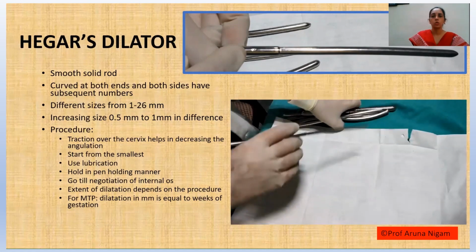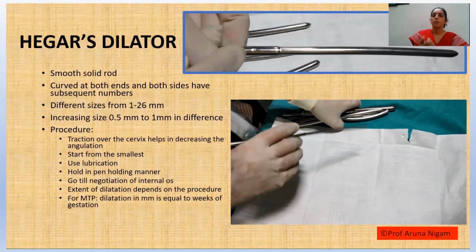Whenever we are going to do a dilatation, the first step is always to hold the cervical anterior lip, and this anterior lip is held with the help of a vulsellum or tenaculum, and traction is applied over that tenaculum so that this straightens the cervical canal, or it straightens the curve between the uterus and the cervix, which helps in negotiating the internal os.